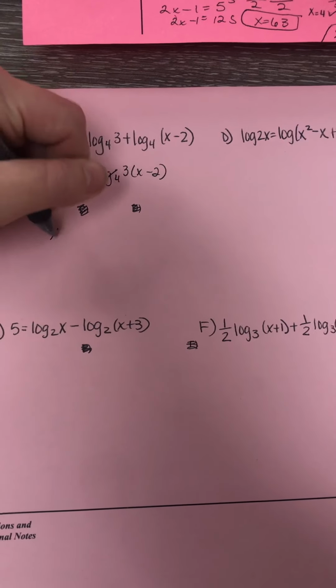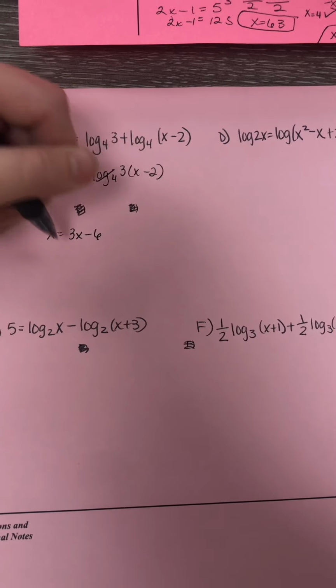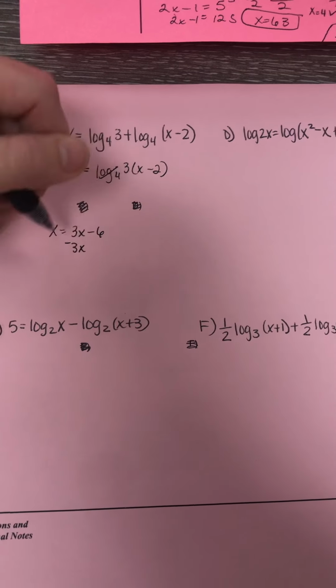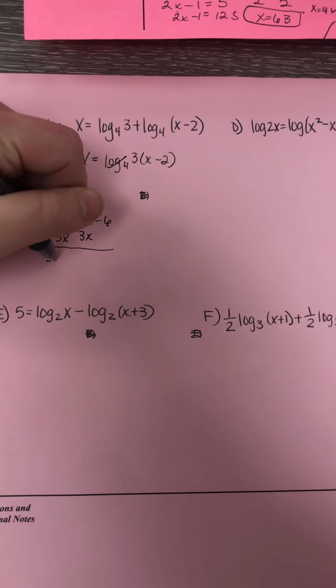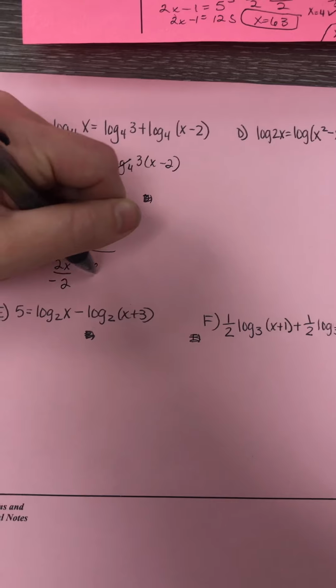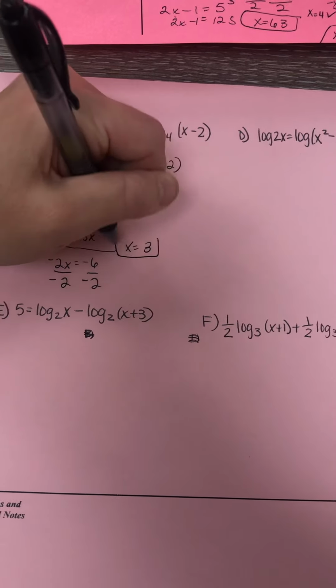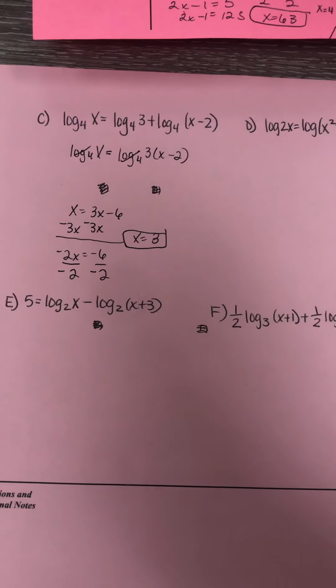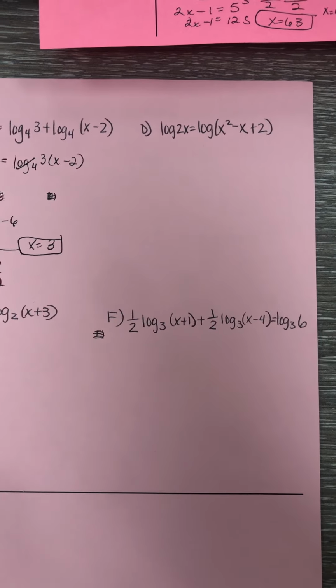We have x is equal to 3x minus 6. Move that 3 over. We get -2x is equal to -6. Divide by -2, and our x is a positive 3. All right, and then let's look at this one over here.